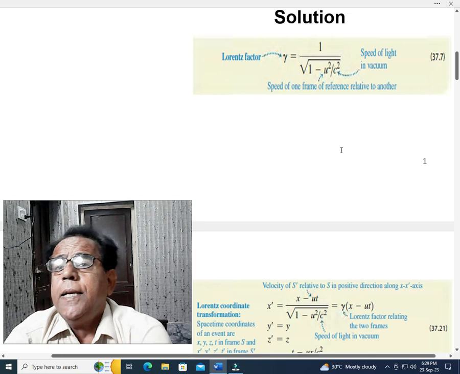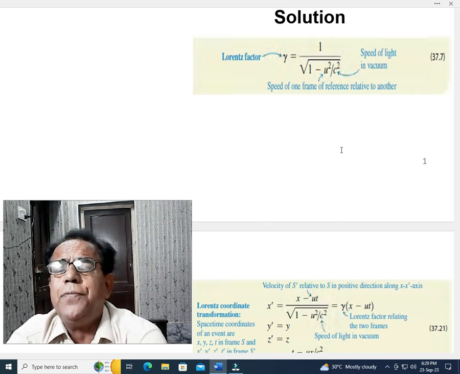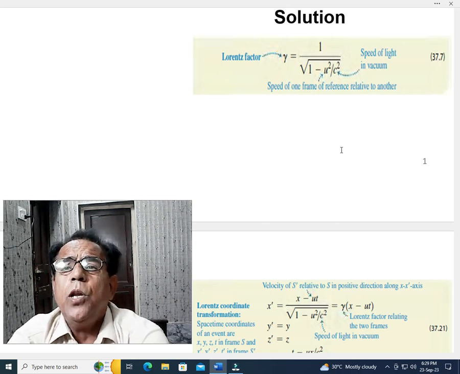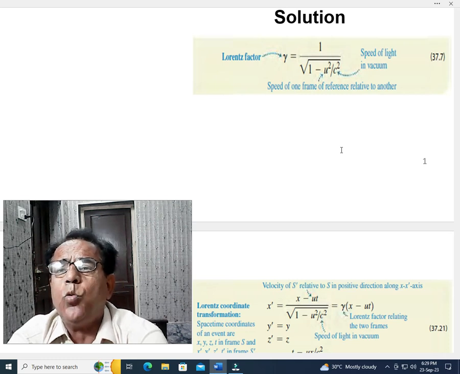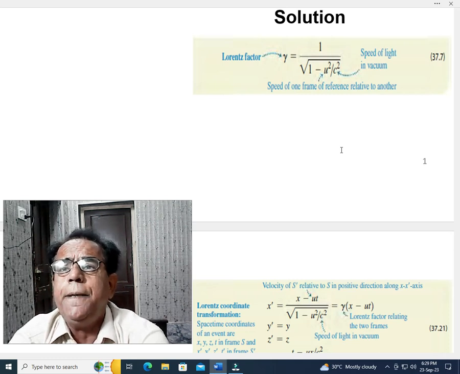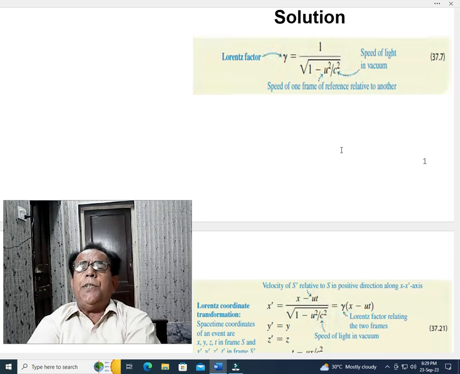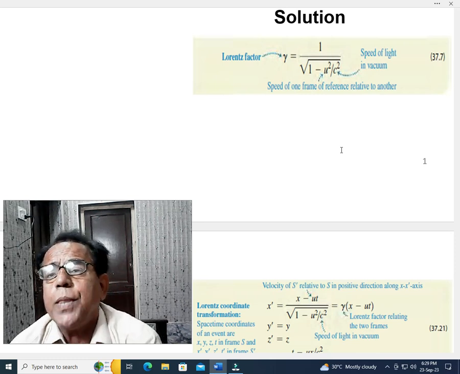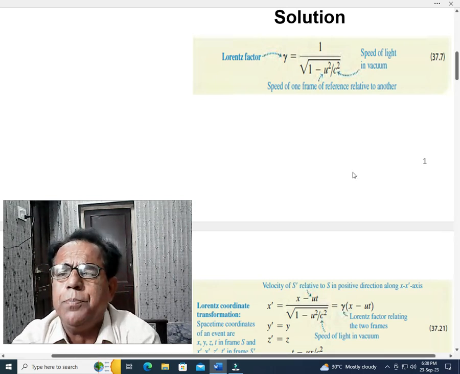First we give an expression for the Lorentz factor, which we will find first of all in this problem. The Lorentz factor denoted by gamma is equal to 1 over under root 1 minus u square over c square, where u is the speed of one frame of reference relative to another, while c is the speed of light in vacuum.